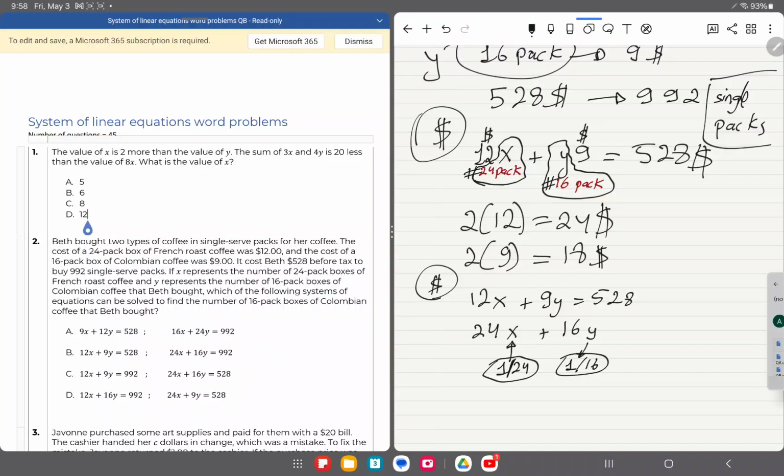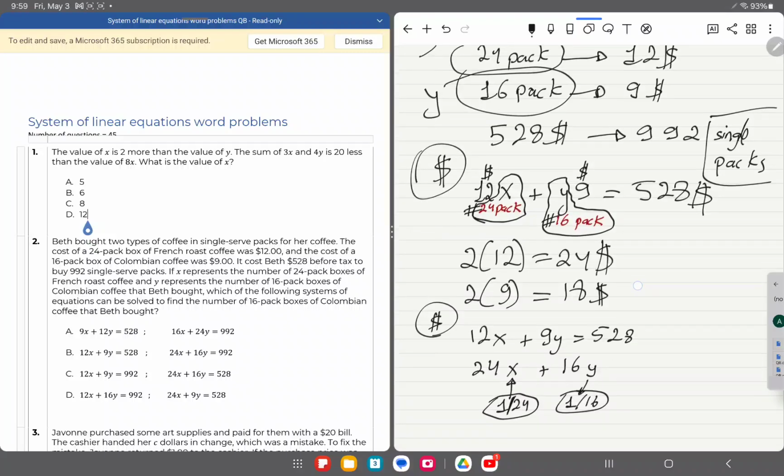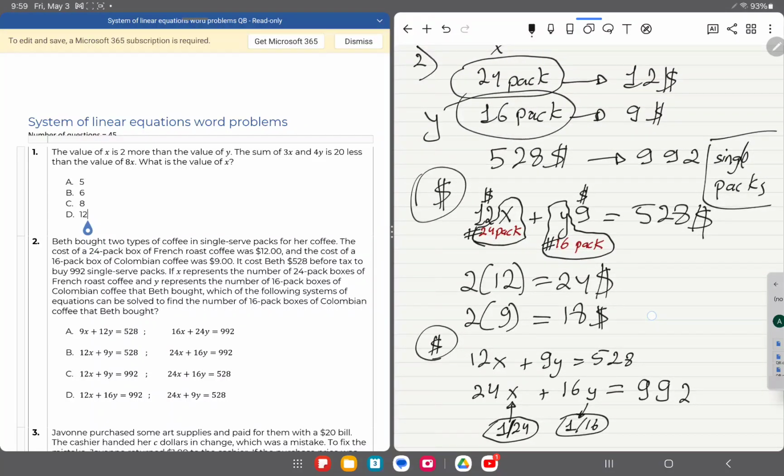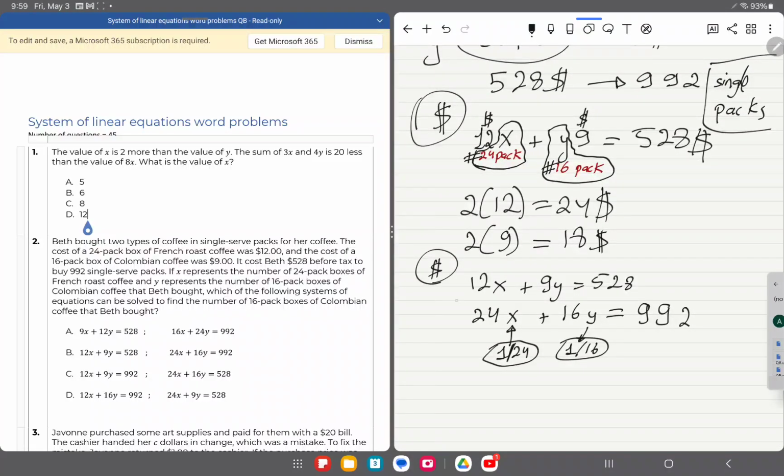So if I got 24 singles of the 24 pack and 16 singles of the 16 pack, I'm going to have to write it as 992. So I'm counting the number of packs. So this is how I would write it: 24x plus 16y is 992.